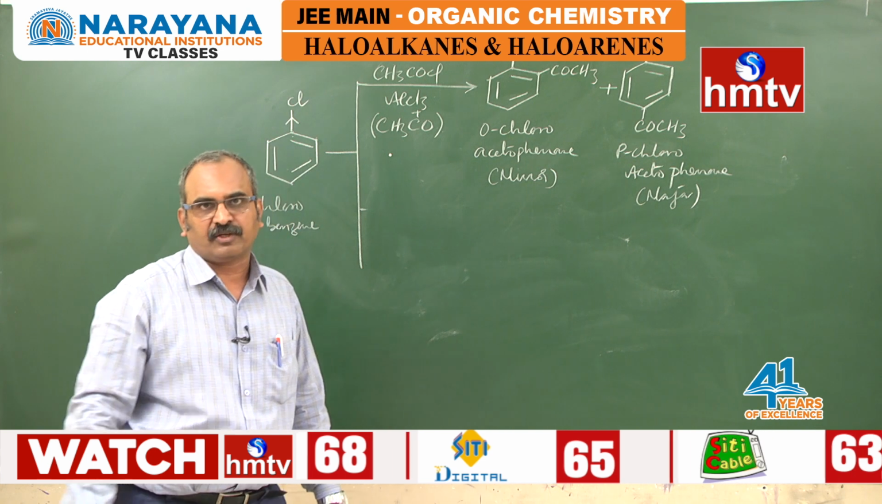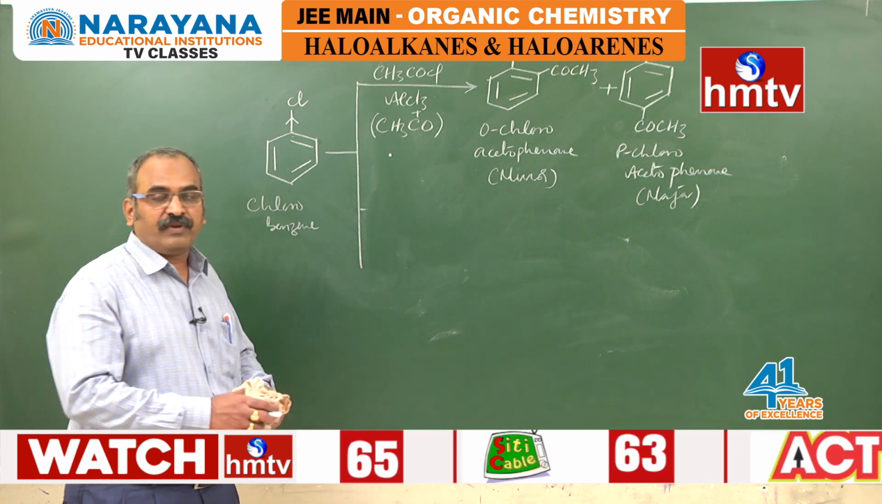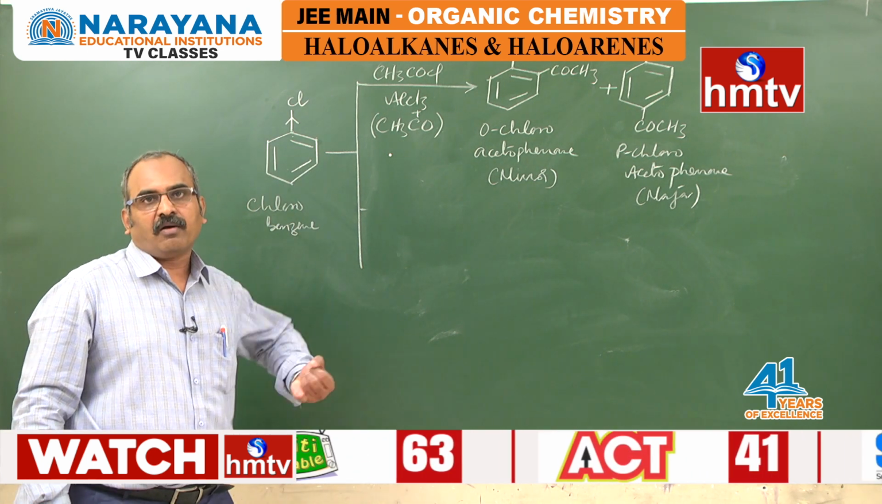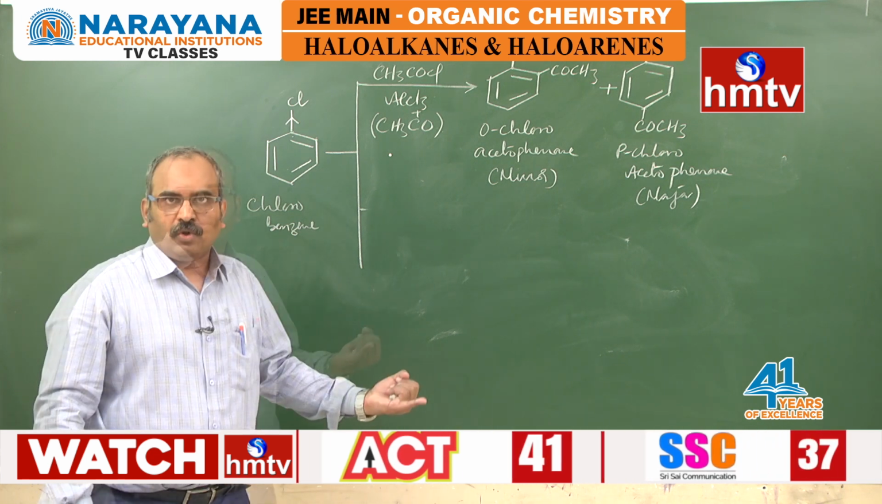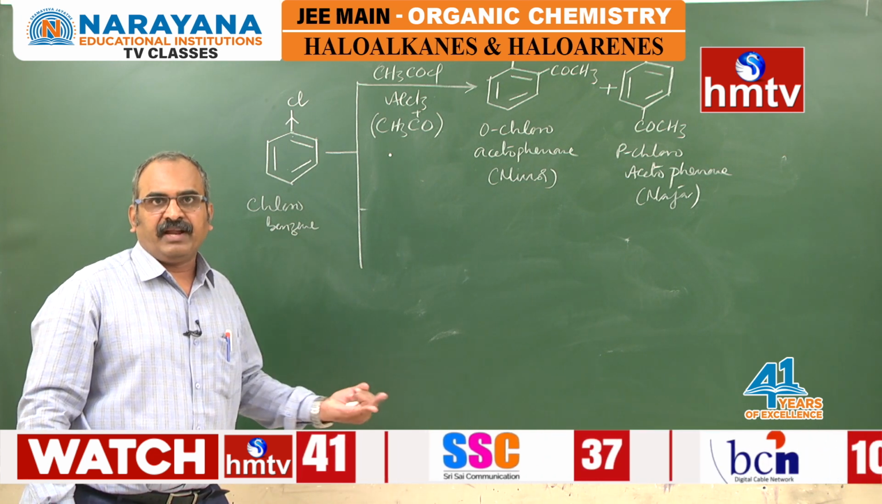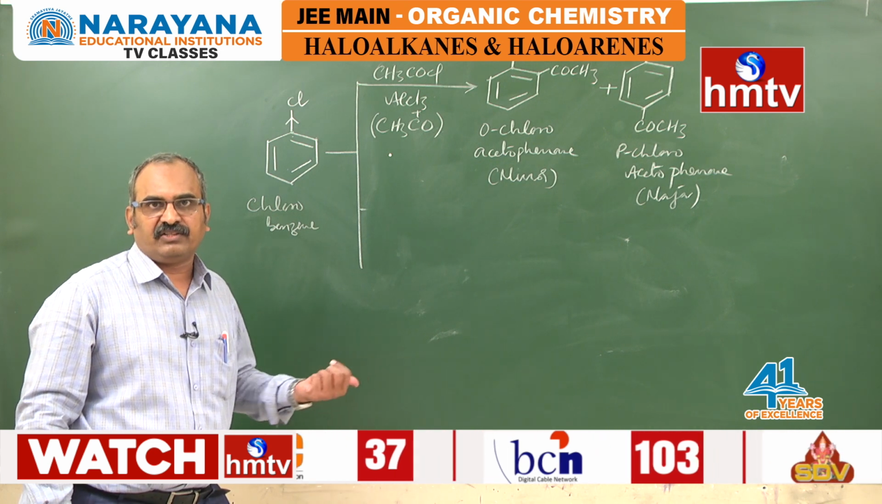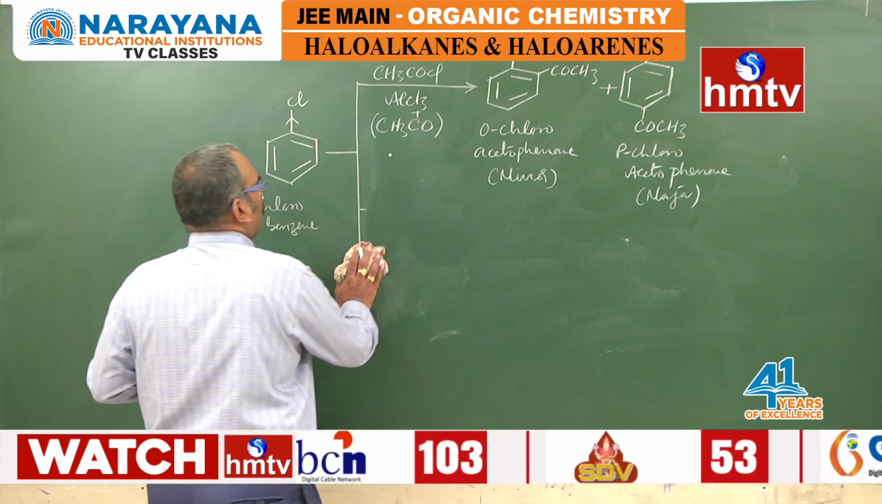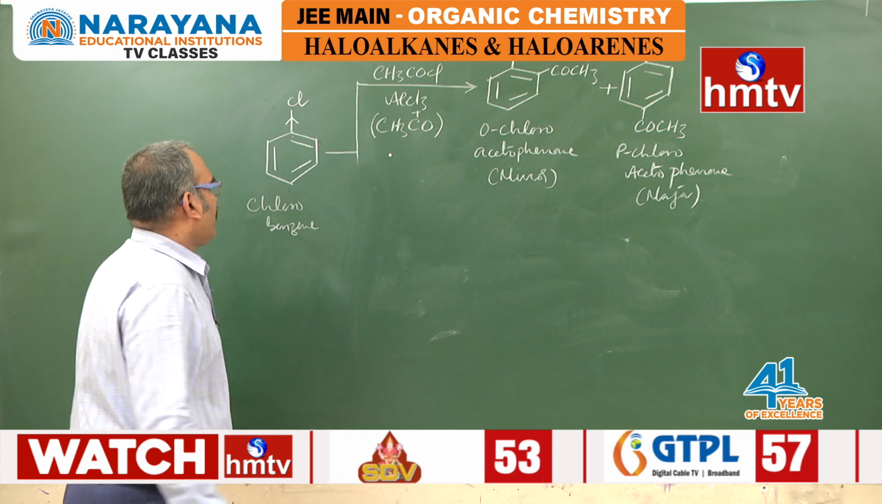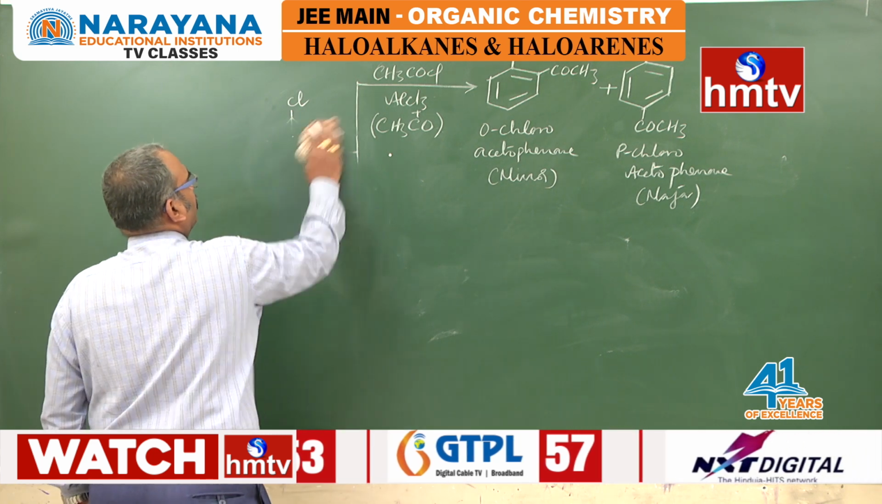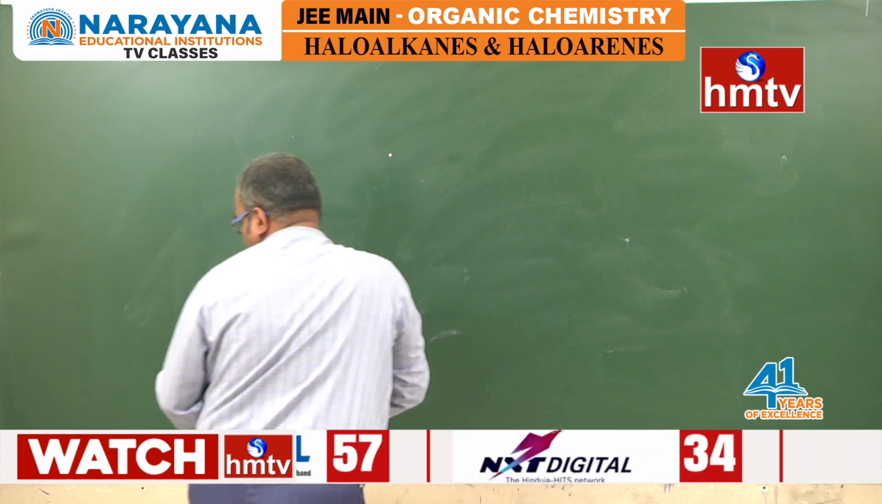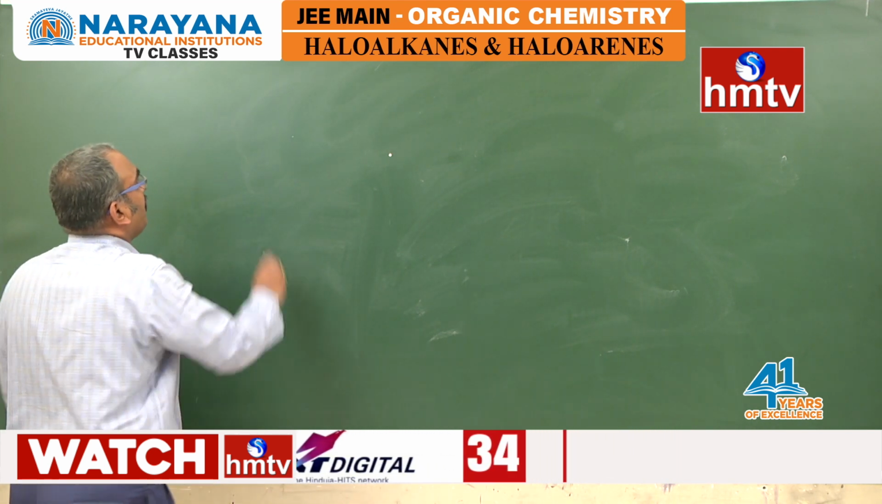These are the electrophilic substitution reactions. You have seen electrophilic substitution reactions with respect to what: chlorination, then nitration, then sulfonation, then alkylation, then acylation. So para product is major product and ortho product is minor product. Now let us see reaction with metals.